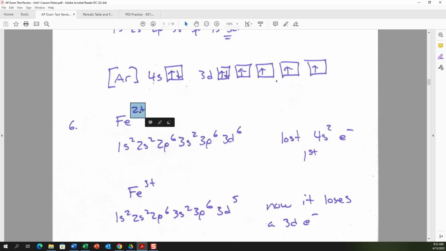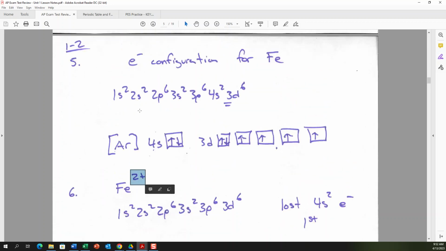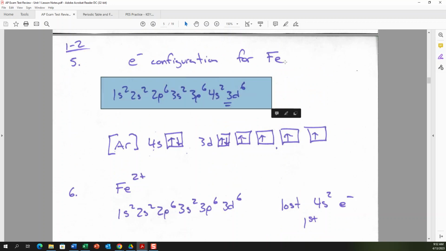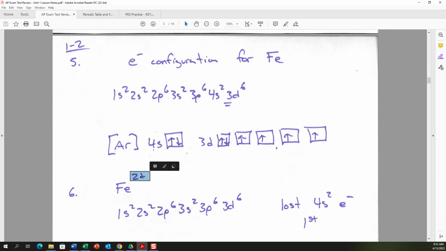Okay? So a lot of times, students look at this, like, so here is neutral iron. 2 plus means take away 2 electrons. Don't take away 2 electrons from here. You take away these 2 electrons first because they're in a higher energy level, 4 versus energy level 3. So take away those electrons first, then you could start taking away the 3d electrons.